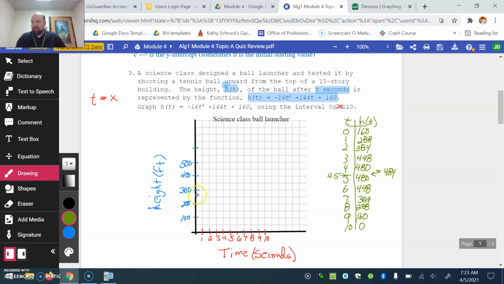So I'm going to go ahead and plot these points really quick. I'm going to pause the recording. When you come back, you're going to see what this looks like.